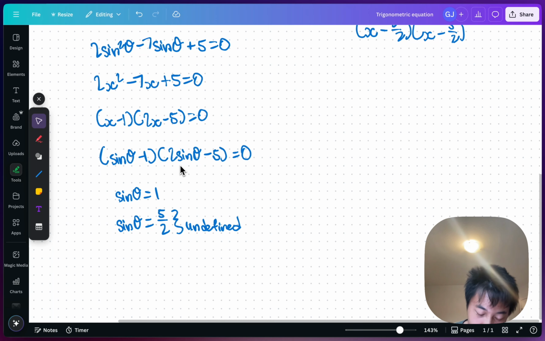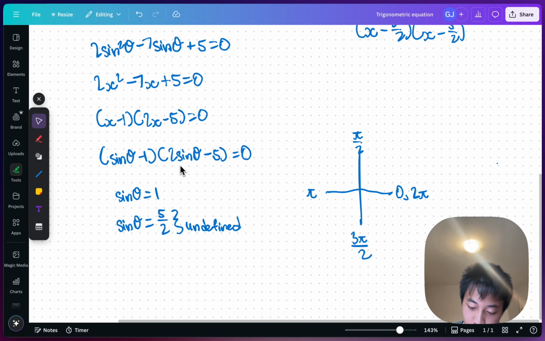But sine equals 1, on the other hand, is possible, and we can draw out the unit circle. And this is pi over 2, pi, 0 or 2 pi, 3 pi over 2. And since it's sine, we're looking for the height, or the y coordinate. When the y coordinate is 1, it's at the very top, and this angle is 90 degrees, or pi over 2.